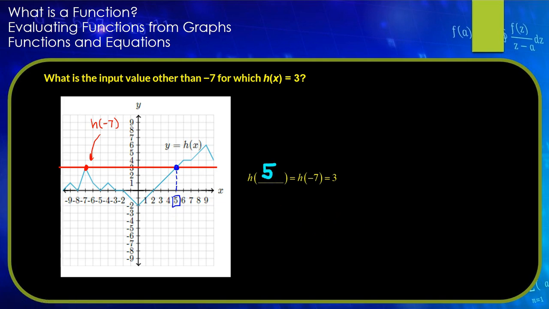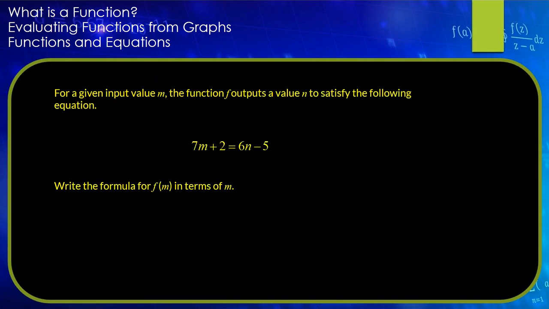In the last group of questions are going to be situations now where you're asked to rearrange an equation to put it into a function in terms of one of the variables you're given. So for instance here, you're given that the input value is m. The function f outputs a value n to satisfy the following equation. 7m plus 2 equals 6n minus 5. Write the formula f of m in terms of m. So take a moment, see if you can come up with a formula for f of m.